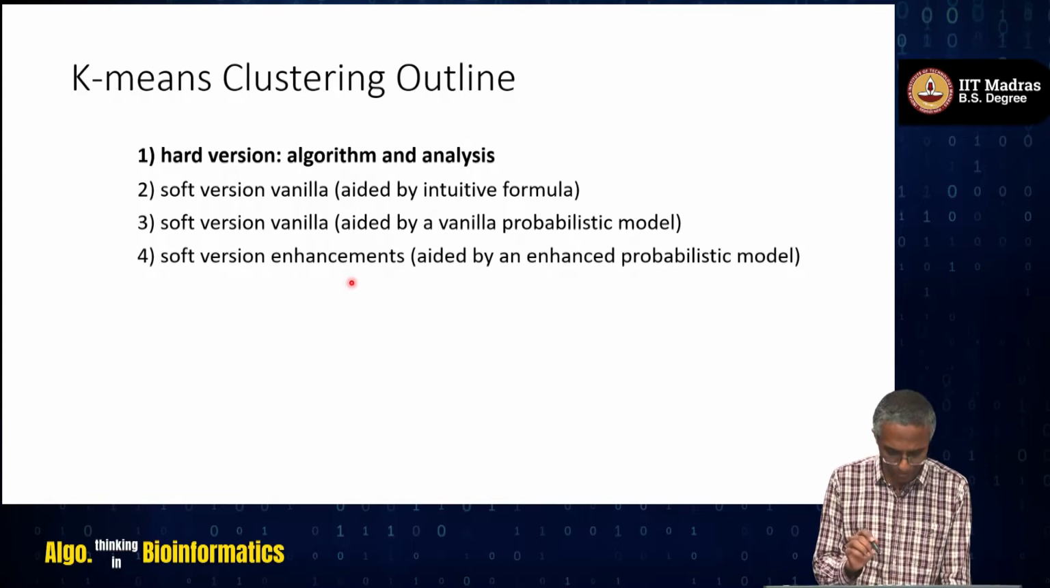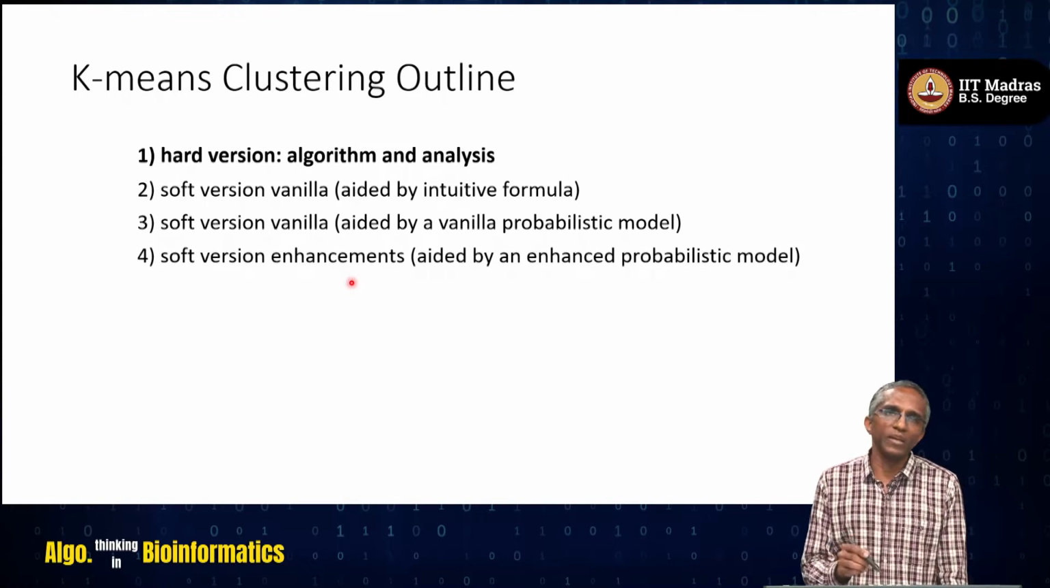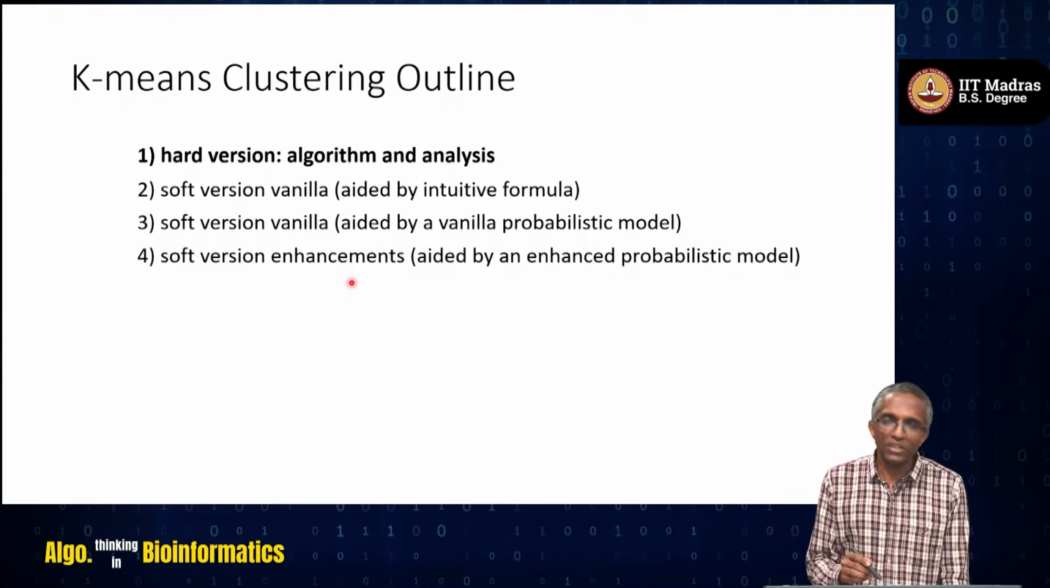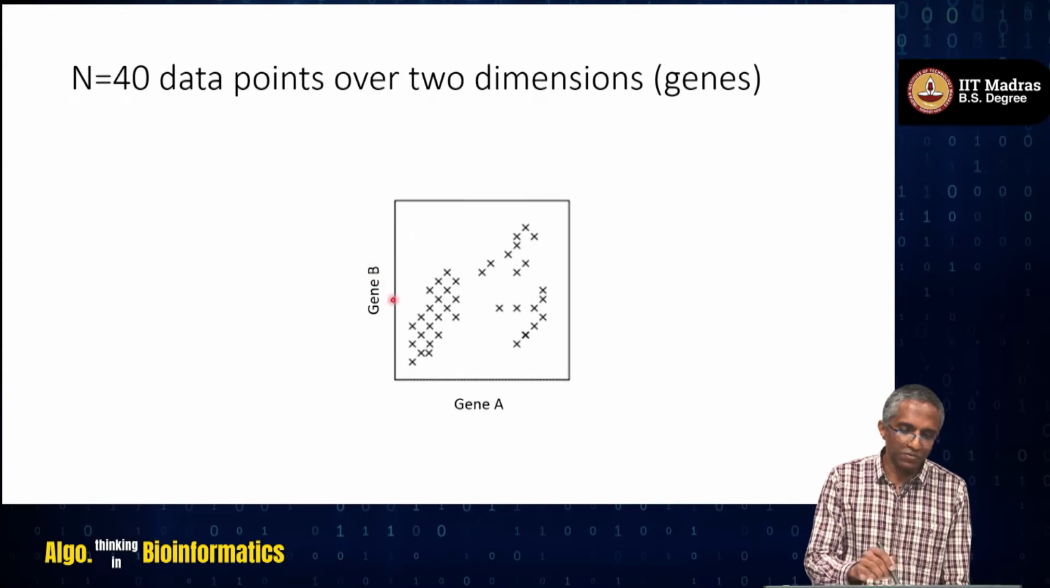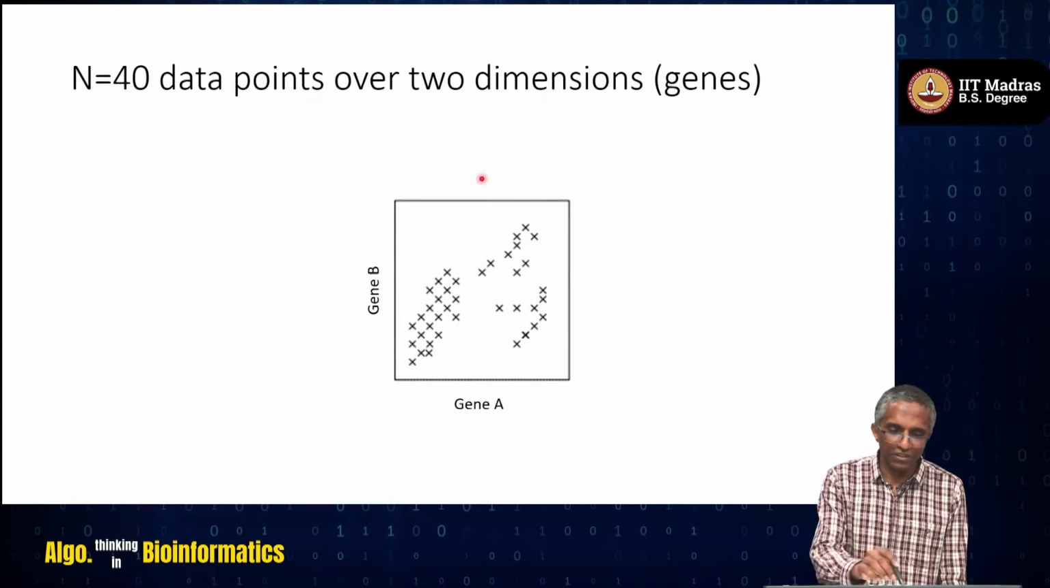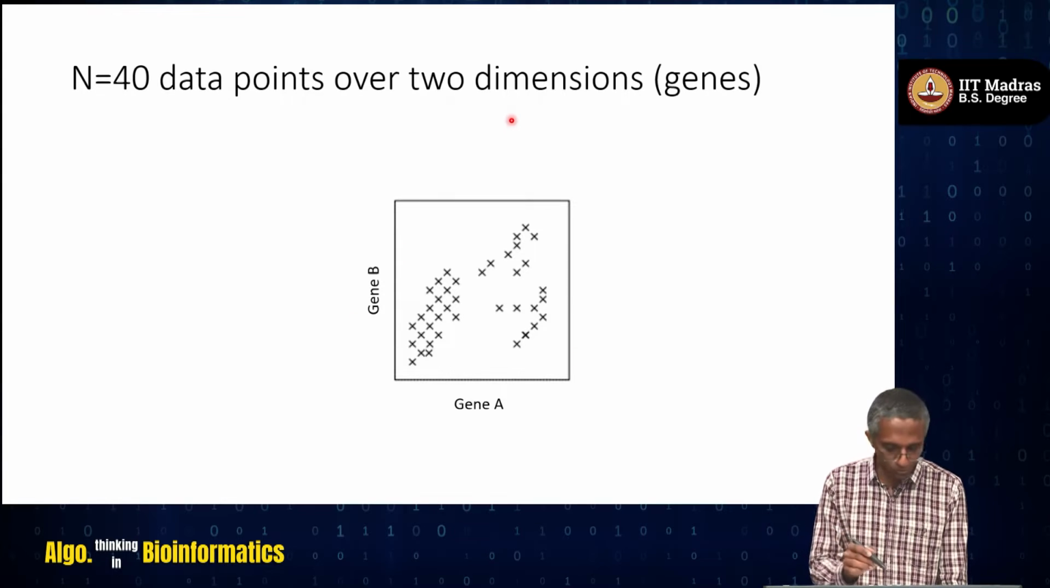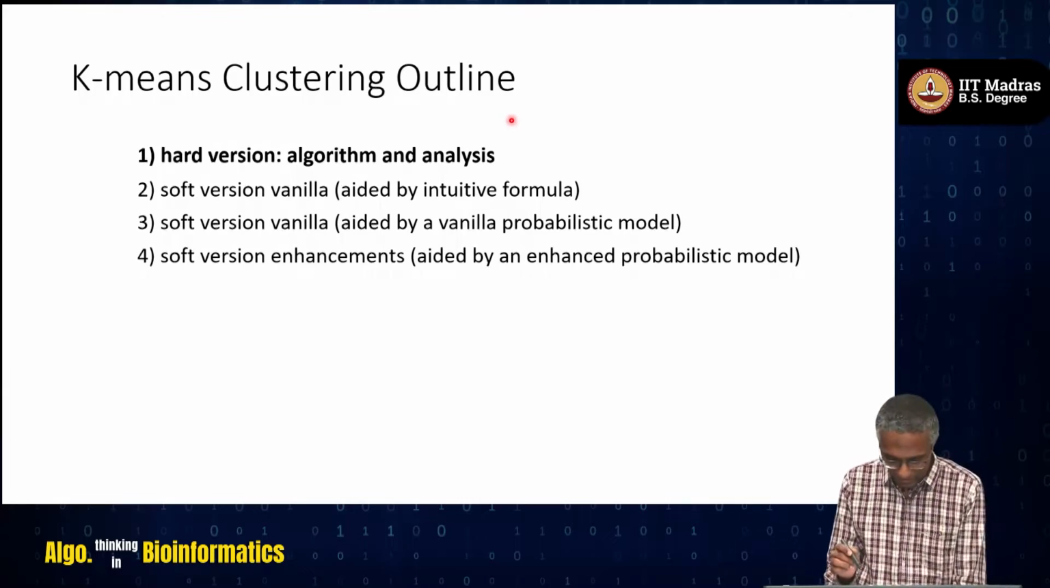So, let us just jump right in and see what the hard k-means algorithm is, to cluster a set of n objects into k groups. In our case, we will just have 40 objects into, let us say, k groups using only 2 genes as the data points. The 2 dimensions is only a running example, but it can be any number of dimensions. You can use any number of genes, but we will have 2 genes as our running example.